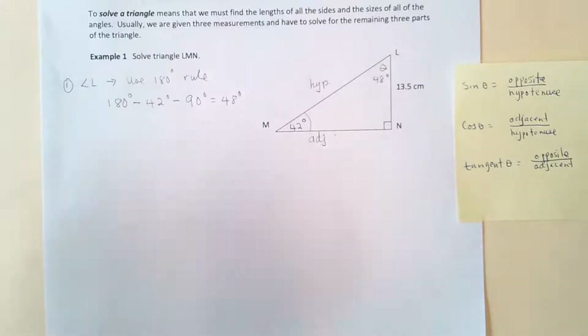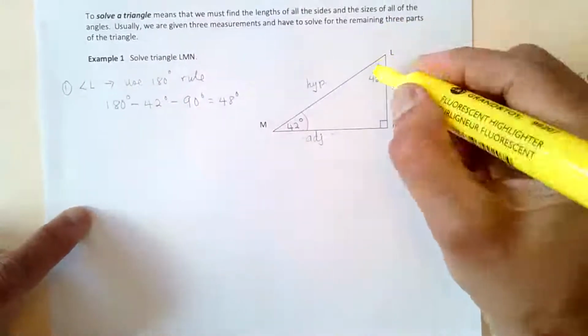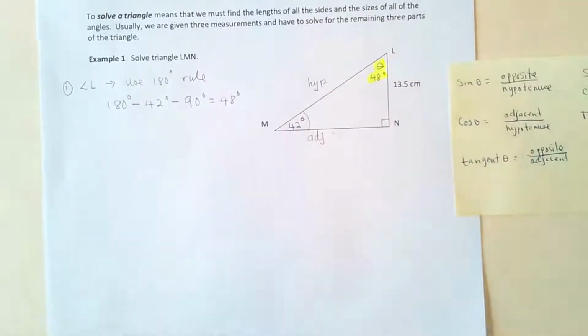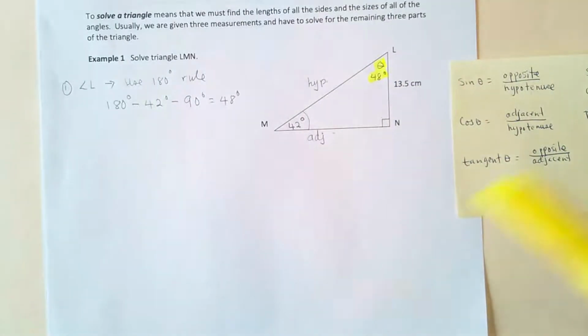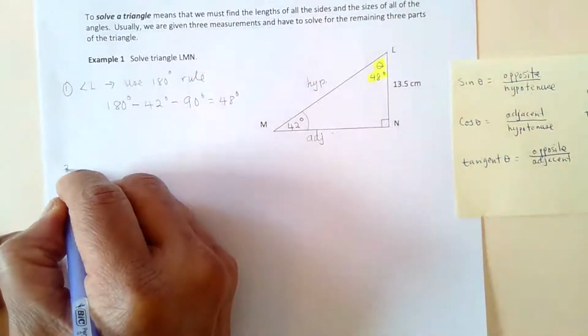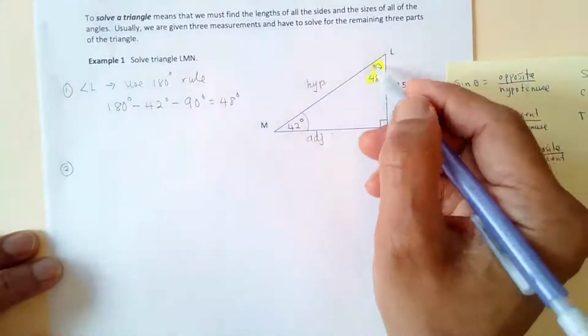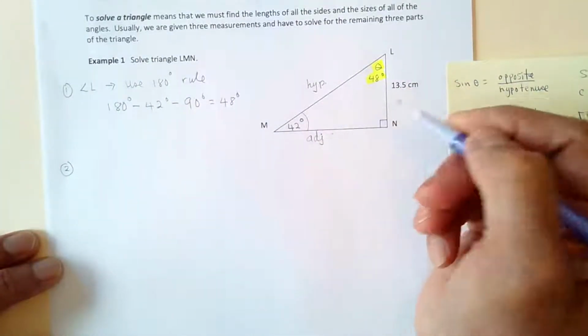So I'll put a highlighter there. So we found the first one here. So this is done, 48 degrees. So the next part we wanted to complete is find either the hypotenuse or the adjacent side.